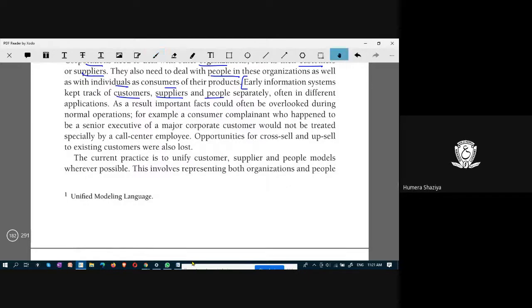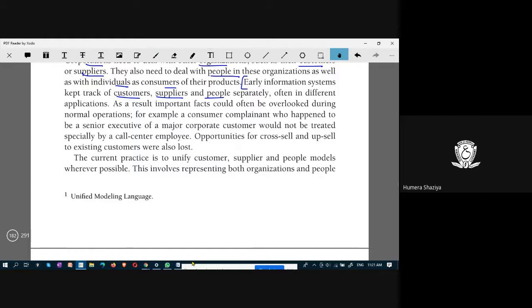For instance, if you are associated with an organization, that organization has a clerk. That clerk is not a direct supplier. He may be counted under a people category. The early information system, traditional information system in other words, apparently separated these customers, suppliers, and people and handled them based on the application.